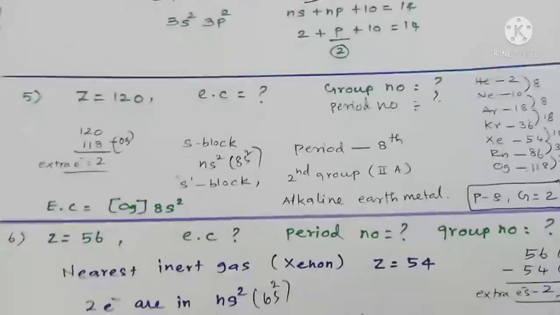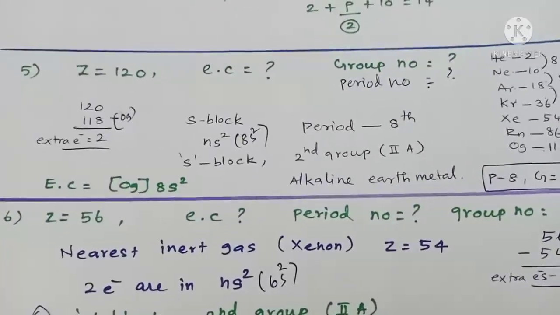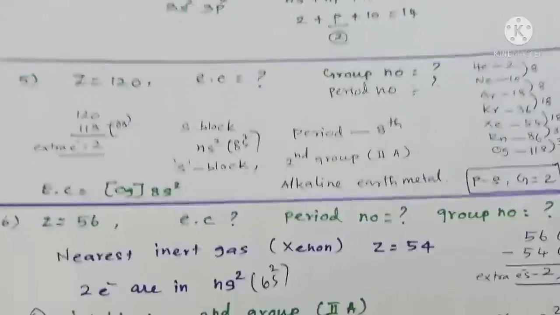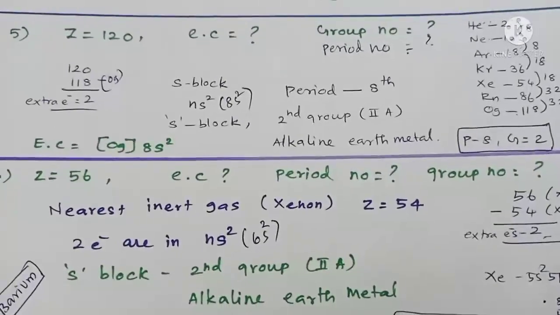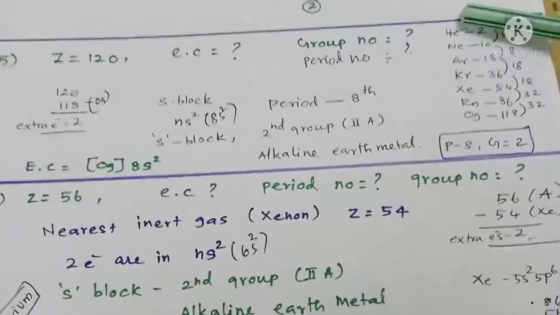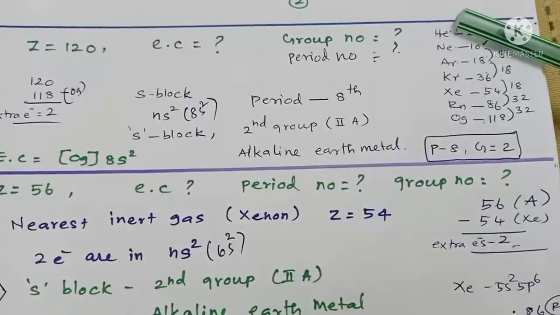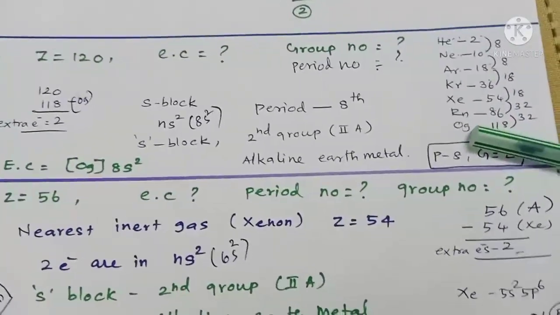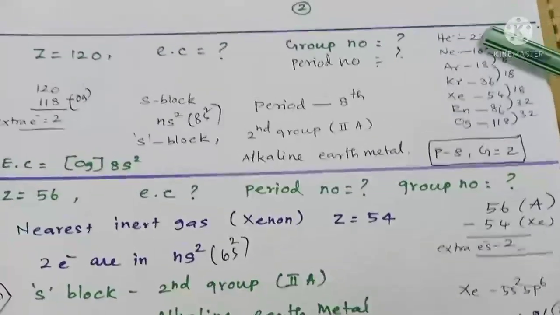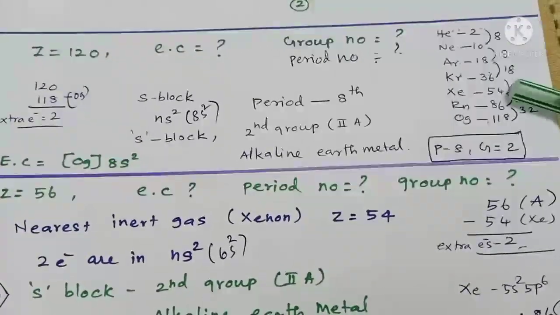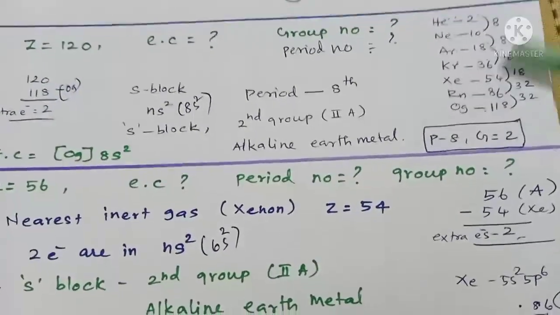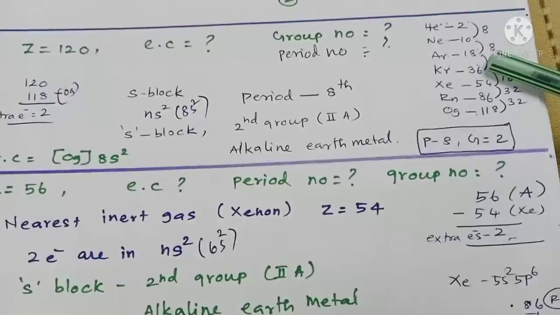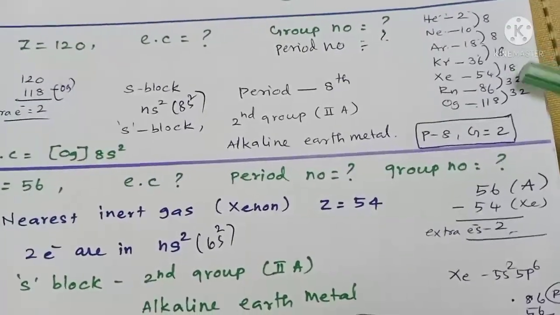Question number 5. An element with atomic number 120. What will be its electronic configuration, group number and period number? Now, these are the inert gases we have in the modern periodic table: helium, neon, argon, krypton, xenon, radon. The last one is oganesson, isn't it? With their atomic numbers 2, 10, 18, 36, 54, 86 and 118. And you know the differences also: 2, 8, 8, 18, 18, 32, 32.